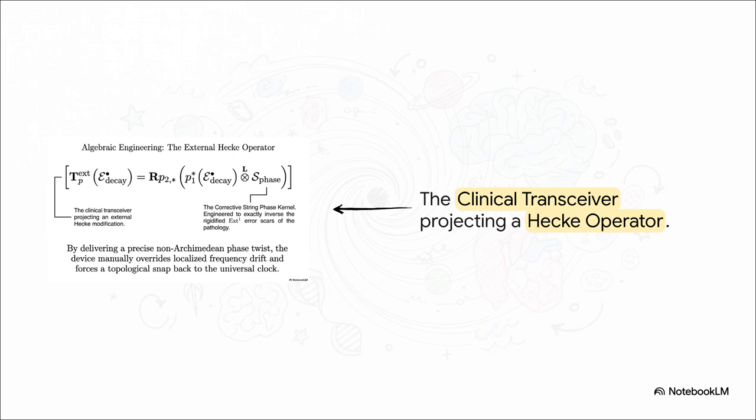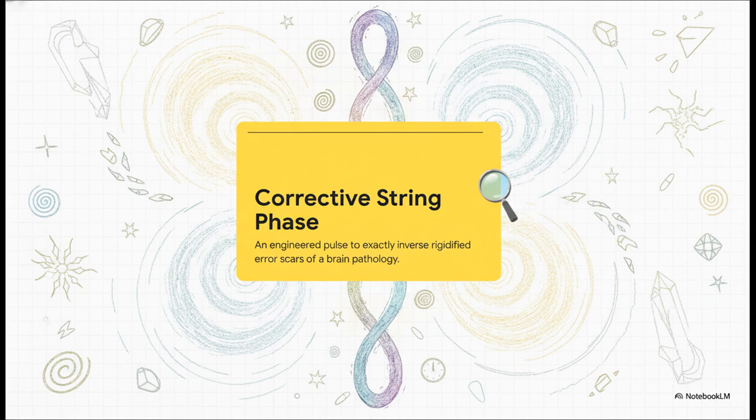By using precisely modulated acoustic or electromagnetic fields, it manually injects a corrective mathematical string phase directly into that failing neural network. This specifically engineered pulse is known as a corrective string phase kernel. It's calculated to be the exact mathematical inverse of the permanent distortion, like the scar tissue or amyloid plaques causing the problem. Think of this phase twist like a highly advanced pair of noise-canceling headphones, but for your brain, projecting the exact inverse wave to cancel out the ambient noise of the disease. By doing this, the device theoretically overrides that localized frequency drift, forcing the biological tissue to just snap back and lock on to the universal clock.